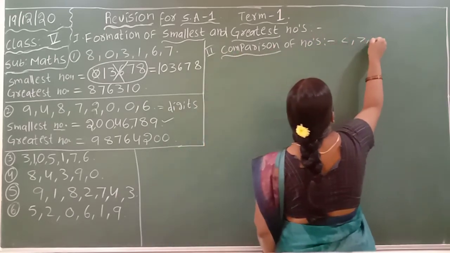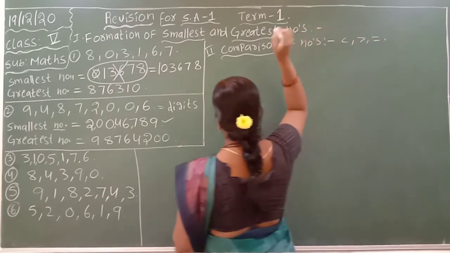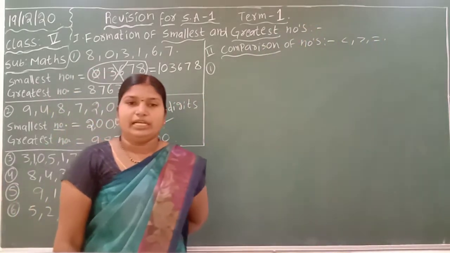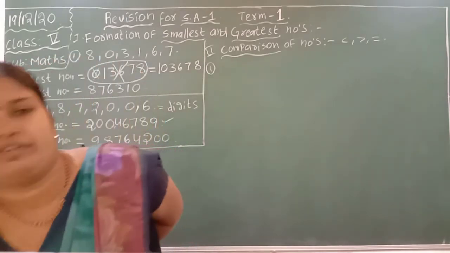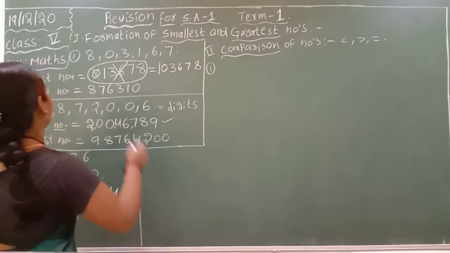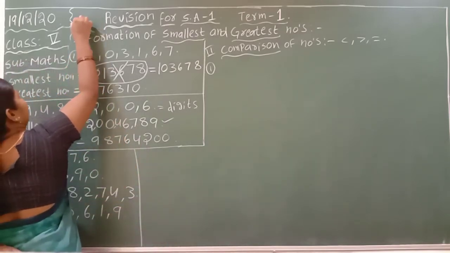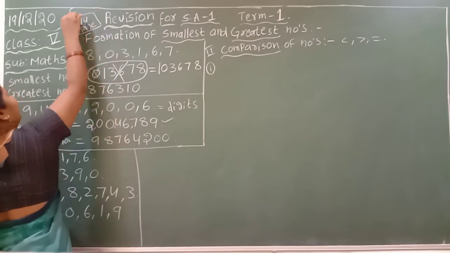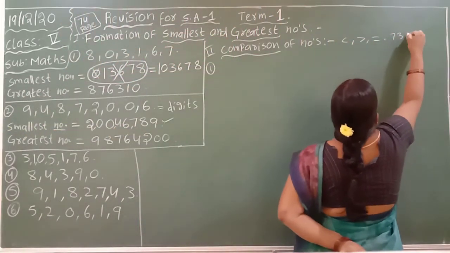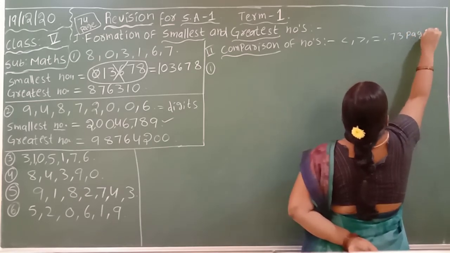Comparison means you have to keep less than, greater than or equal to using the given numbers. It is in your textbook, page number 73. It is in your textbook, page number 74. Do you have any documents? Open and check. It is in your textbook, page number 73.